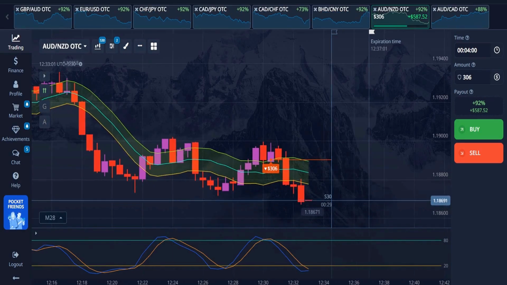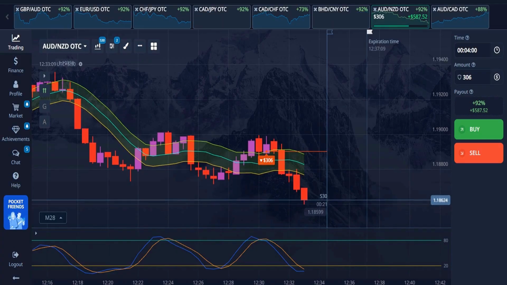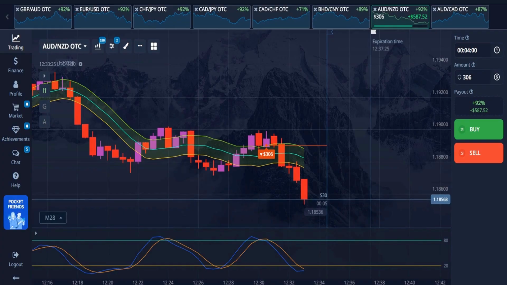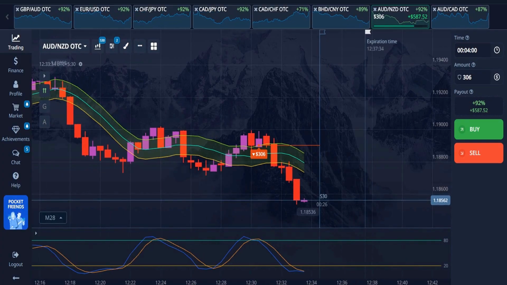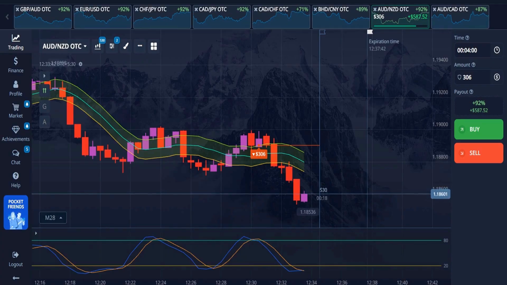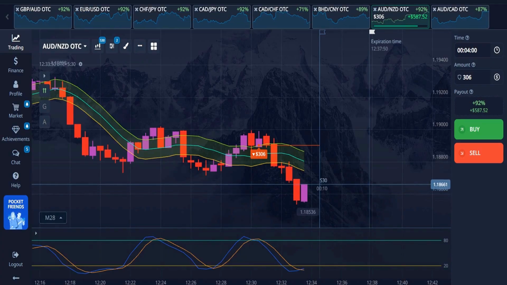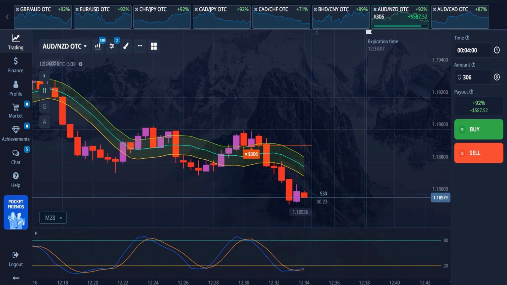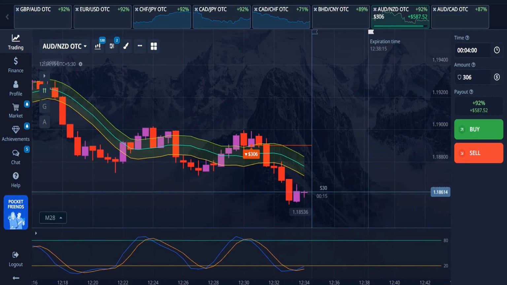Let's watch this trade play out and see how it performs step by step on the chart. You'll notice how the market slowly starts to reverse in our favor. This is the beauty of combining a reversal zone, Envelopes, with a momentum indicator, Stochastic. It gives us higher accuracy and better confidence when entering a trade.